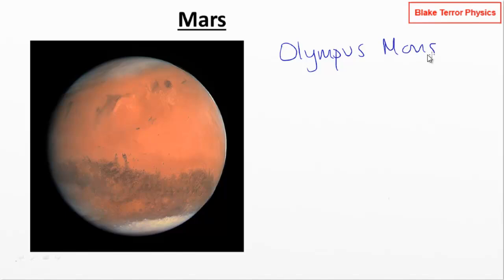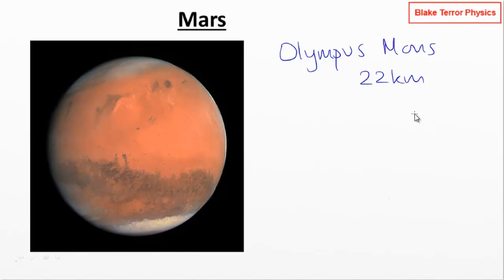Particularly considering the size of the planet, Olympus Mons is 22 kilometers. Mount Everest is only 9 kilometers, so you're looking at 2.5 times the height of Mount Everest. And the base of it is nuts. It's bigger than the island of Ireland. It's about 340 miles across. It's just mind-boggling how big it is, on a planet which is about half the radius of Earth.